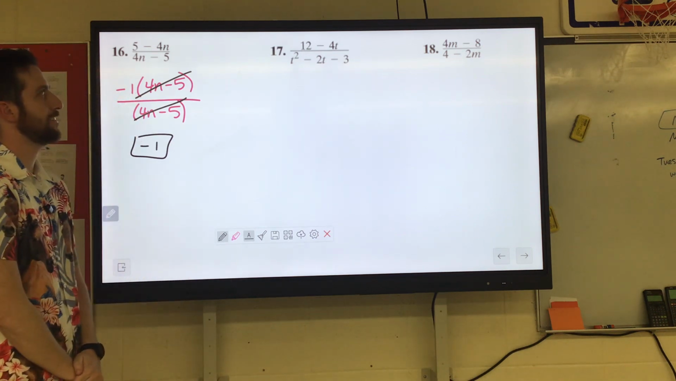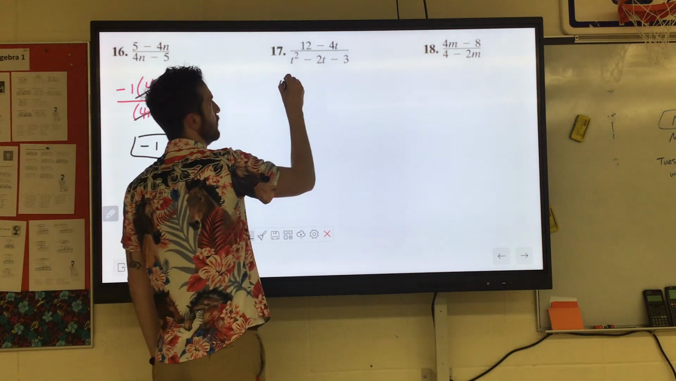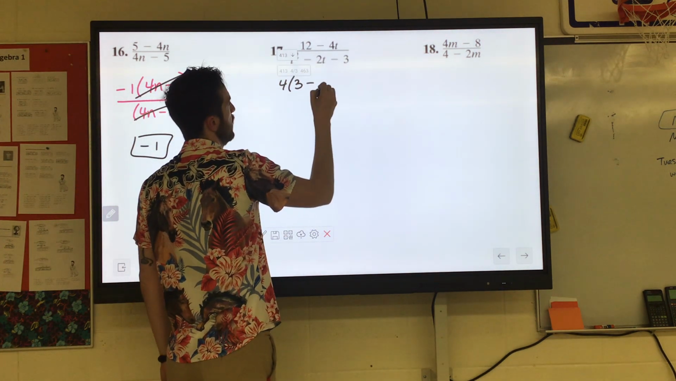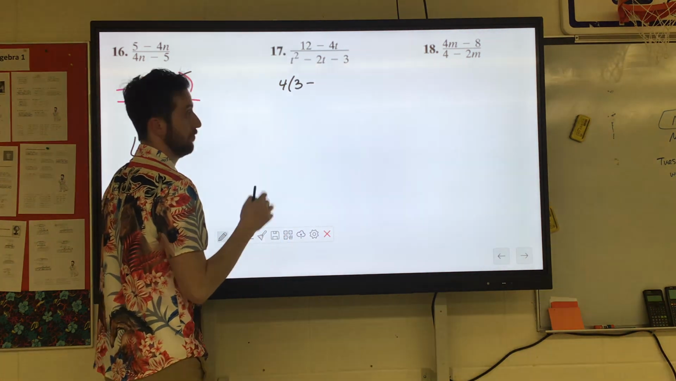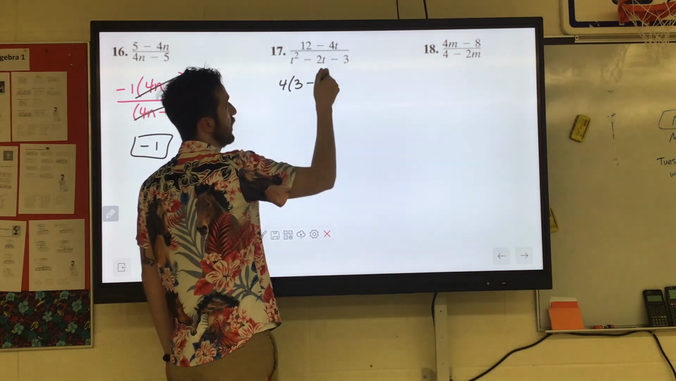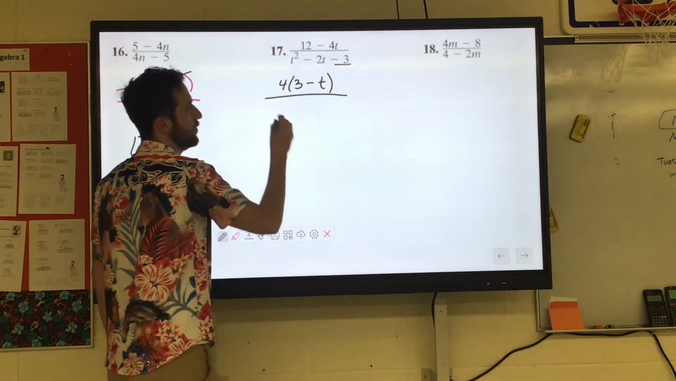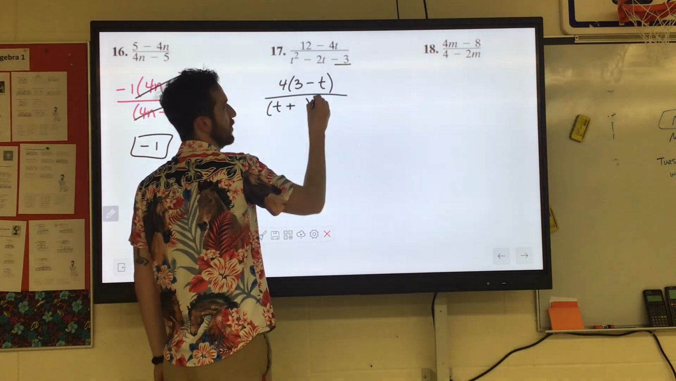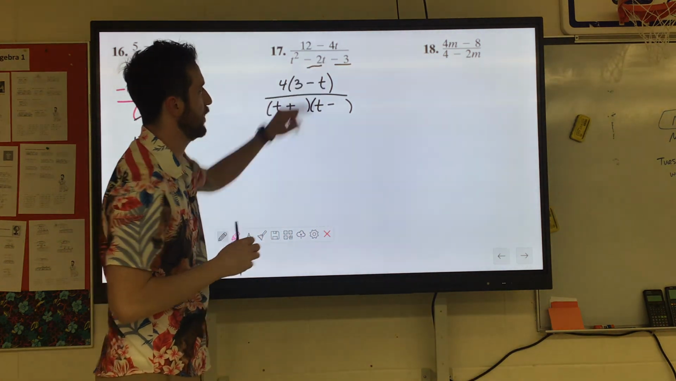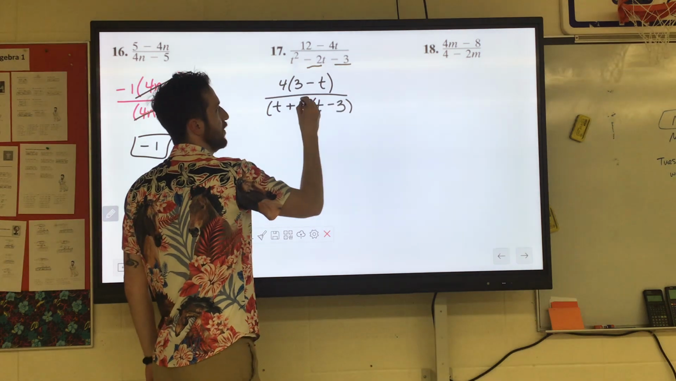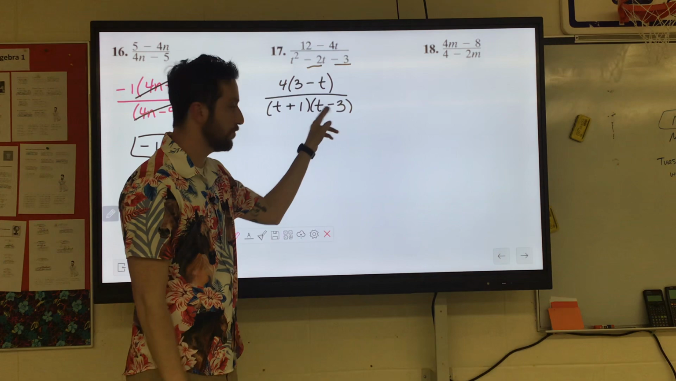If you look at 17, 12 minus 4t, I could factor out a 4. 4 times 3 is 12. And then 4 times t is 4t. I look at the denominator, it ends in minus. I know that has to be a plus times a minus. Factors of 3 are 3 and 1. To make them add up to negative 2, it'd have to be minus our big number, 3, plus our small number, 1. Now, look, you have 3 minus t, you have t minus 3.